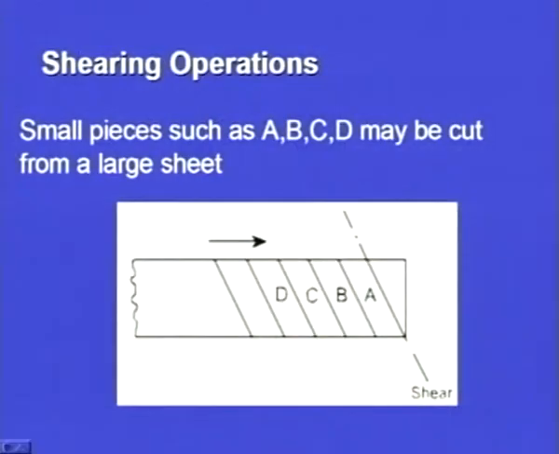There are other cutting mechanisms that will be discussed towards the end of this lecture. But here we assume that the thickness of the sheet is not that much, it is within the sheet thickness range only, so that we can cut it using a shearing machine. So small pieces such as A, B, C, D, as in the diagram we can see, this is part A, then B, then C, then D. So we can cut small pieces using a shearing machine.